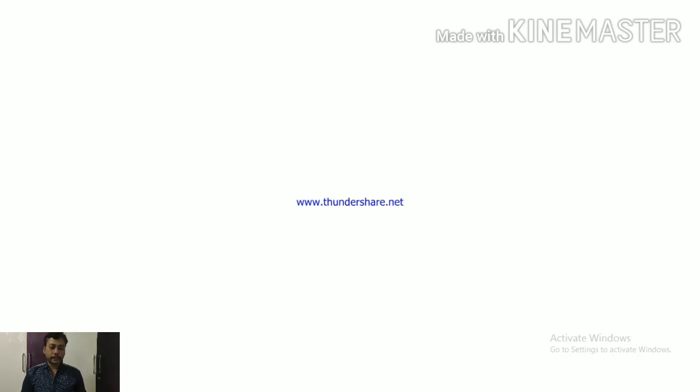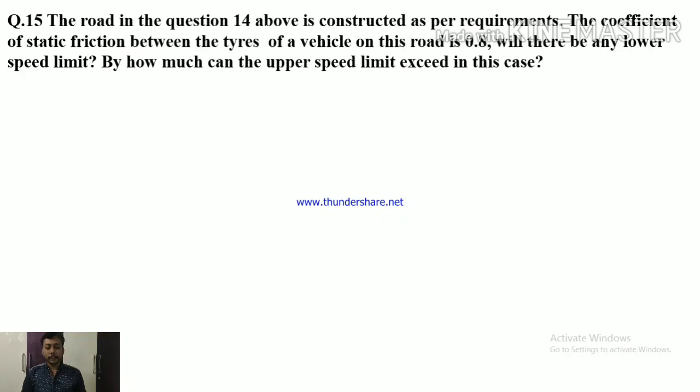Now next, question number 15, next example. The road in question number 14, the last example, is constructed as per the requirements given in question number 14. By using those requirements, the radius of curvature, width of road and maximum speed are constant here. The coefficient of static friction between the tires of the vehicle and this road is 0.8. Will there be any lower speed limit, and by how much can the upper speed limit exceed in this case?